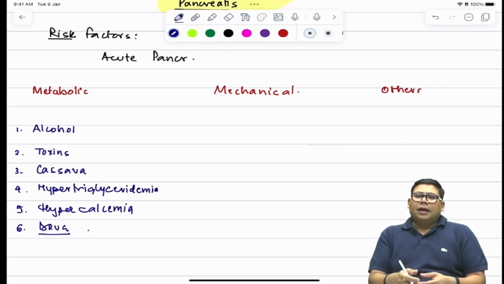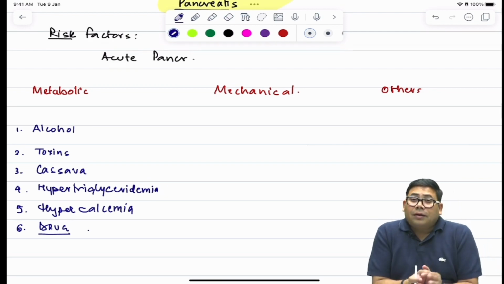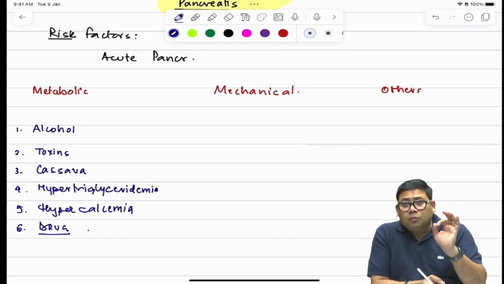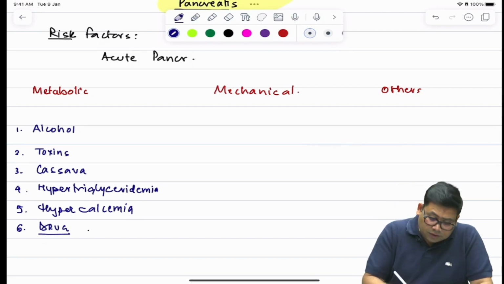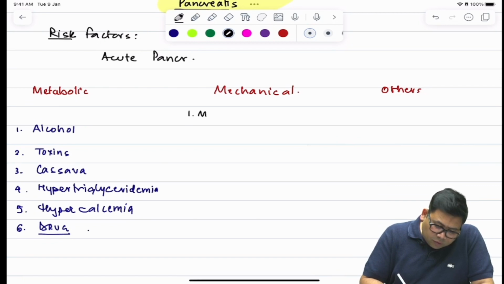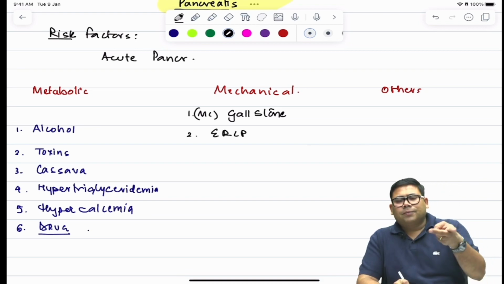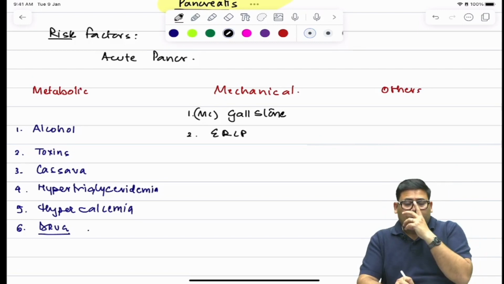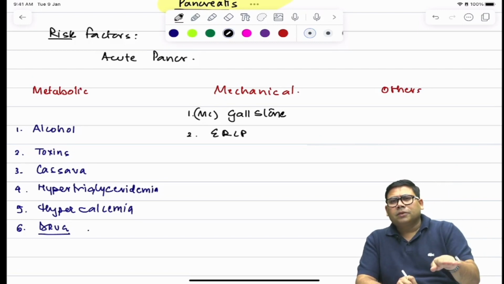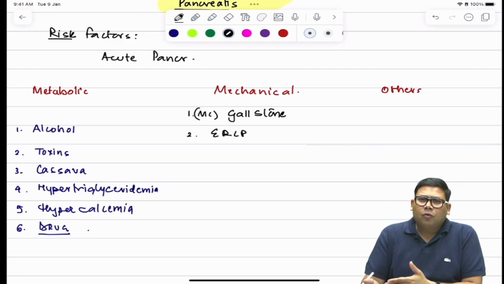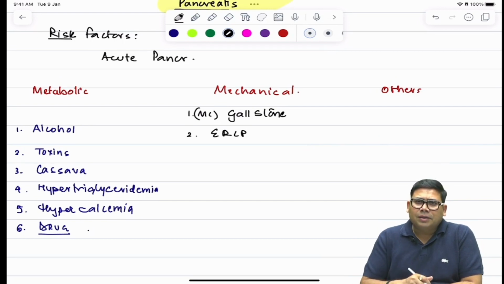When we talk about the mechanical causes, acute pancreatitis is mostly due to mechanical causes. The most common mechanical cause is gallstones, so gallstone pancreatitis is a known entity. Secondly is ERCP. When you are doing a sphincterotomy, you should do it at the 11 o'clock position for the CBD, but many a time there may be thermal damage at 4 o'clock also, and the main pancreatic duct is damaged. That is ERCP-induced pancreatitis.